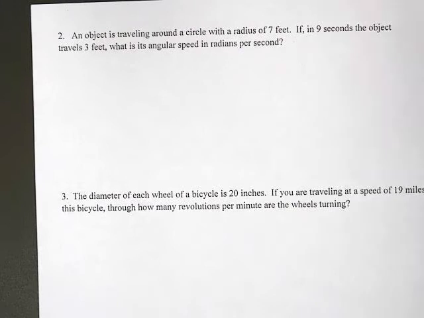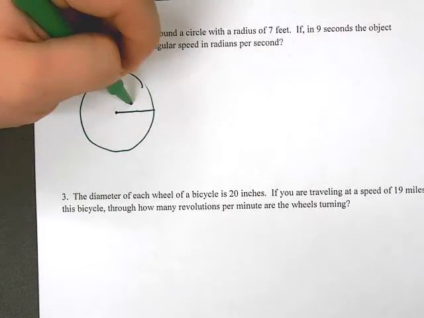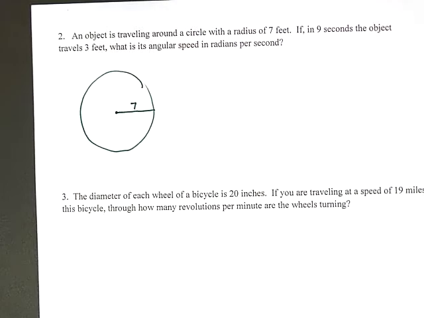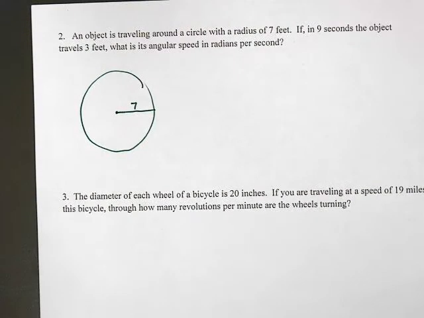Alright, let's do a few more problems and then we'll call it a day. We have an object traveling around a circle. We know the radius of the circle. Okay, so I'll draw this. We also know that in 9 seconds the object travels 3 feet, and we want to know the angular speed.